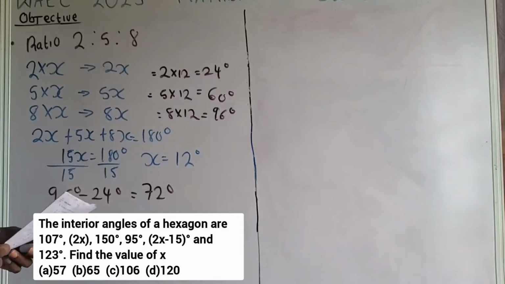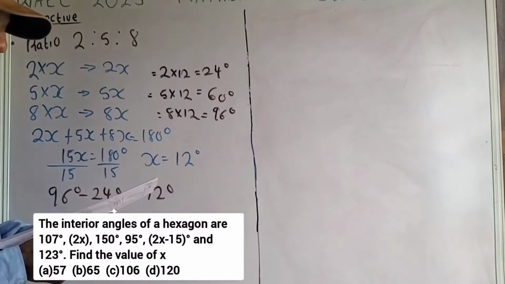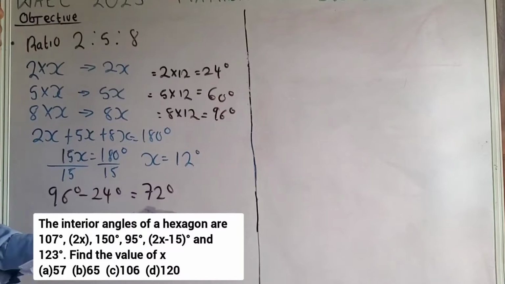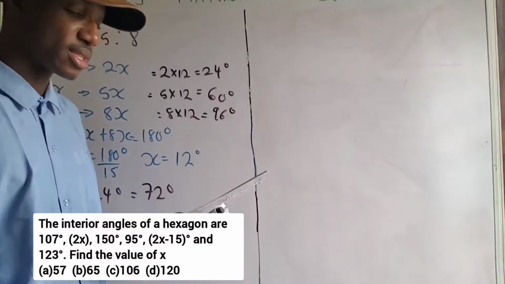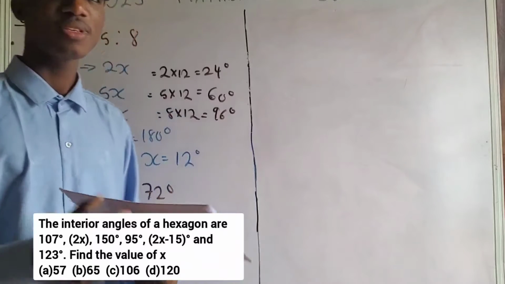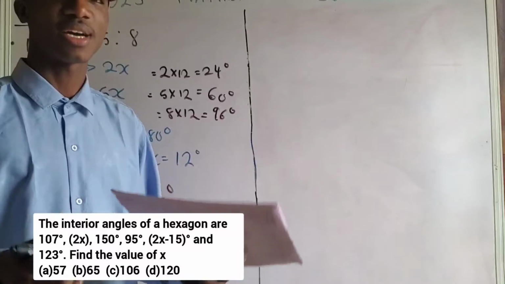The interior angles of a hexagon are 107 degrees, 2x, 150 degrees, 95 degrees, 2x minus 15 degrees, and 123 degrees. Find the value of x. Okay, what is a hexagon? A hexagon is a polygon that has 6 sides and 6 angles.